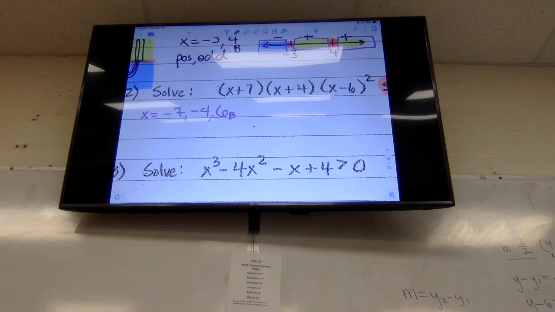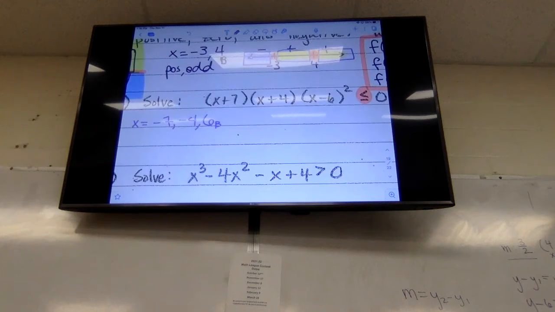The next thing we did is look at my equation and we said, is this positive or negative, even or odd? Positive or negative? I think I heard positive. Yeah, okay. What about even or odd? Even, I count 1, 2, 3, 4.